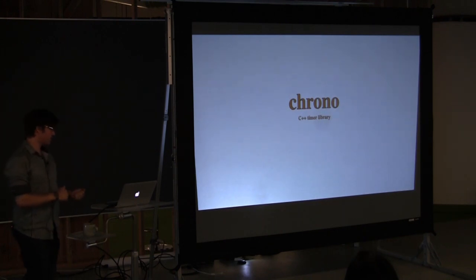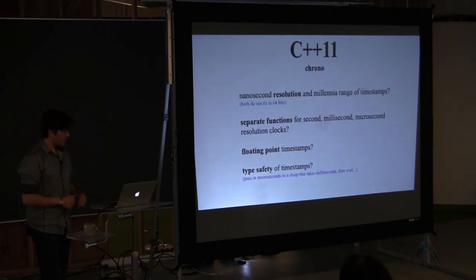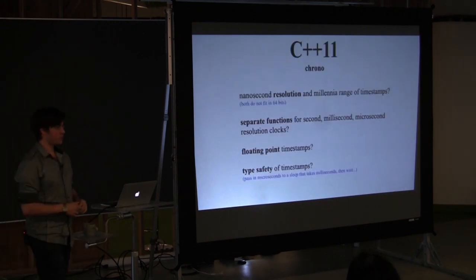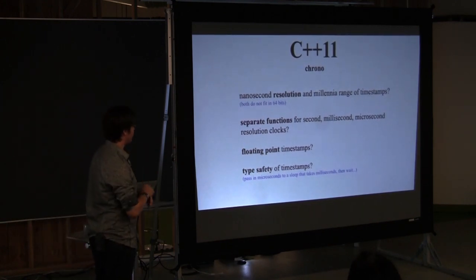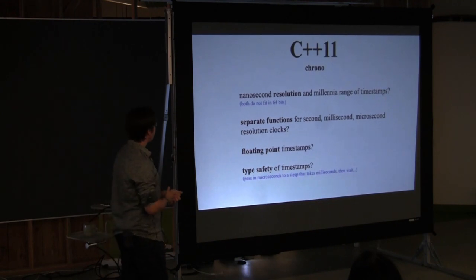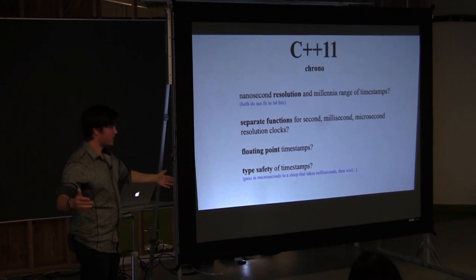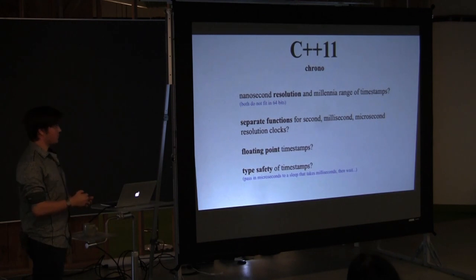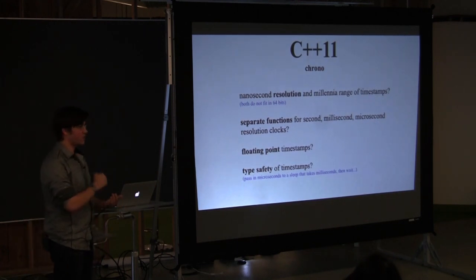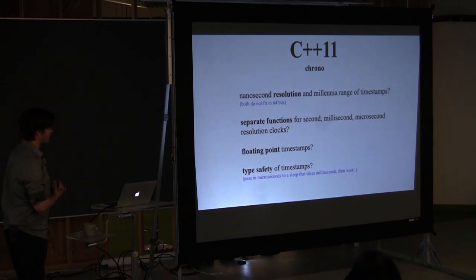Chrono is another one of my favorite parts of the C++11 standard library. It's a timer library, and it's surprisingly hard to do time, apparently. Here are a few questions that one might ask oneself when thinking about time. If you want nanosecond resolution and be able to express time spanning millennia, you can't do that in 64 bits. So there's no obvious right way of doing time. We use nanoseconds in a 64-bit value because that works all the time. It doesn't necessarily work all the time, and you might not want to use 64 bits.